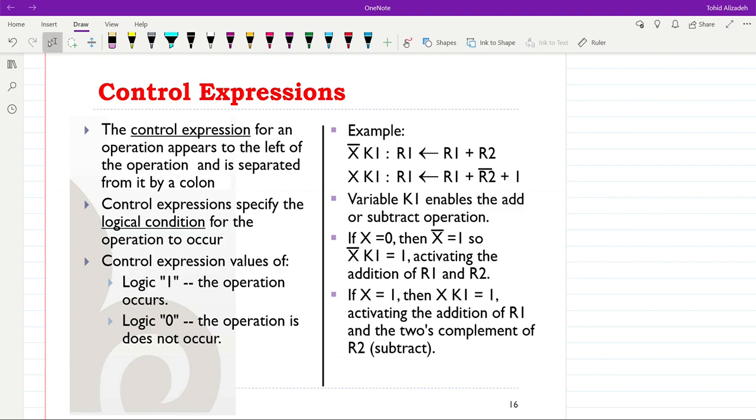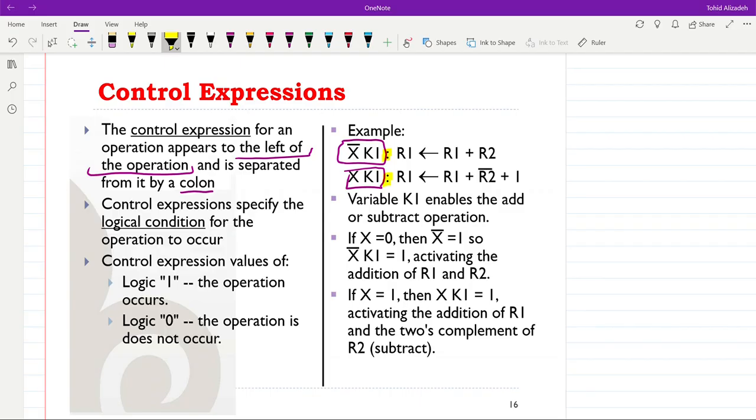Control expressions are used in order to control which micro operation should be performed or whether the register should keep its current value. The control expressions for an operation appear on the left side of the operation, as you can see here. Here we have two examples, and then it is separated from the rest of the operation by a colon, and that's what you could see over here. So colons here are used in order to separate the control expressions from the operation.